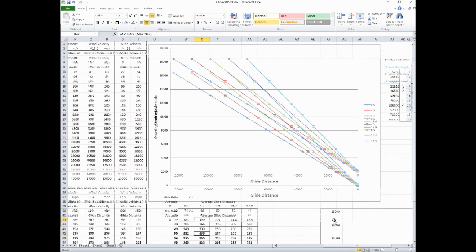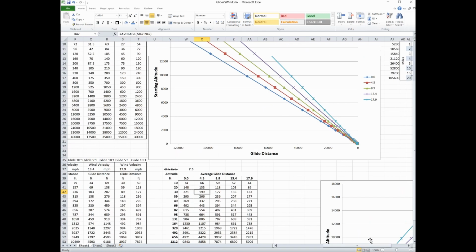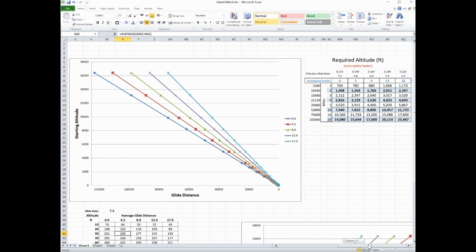Now we can start graphing. This is just that with the axes swapped. Here you can see headwind speed, here's the glide distance, and here's your starting altitude. This could be your target LZ, like the beach if you're over the ocean, or an island. If you are this far from shore and you have a headwind of 13.4 miles per hour, you had better be at 4,000 feet.